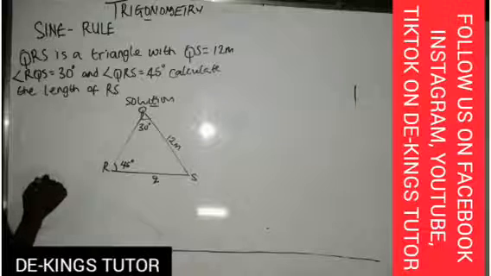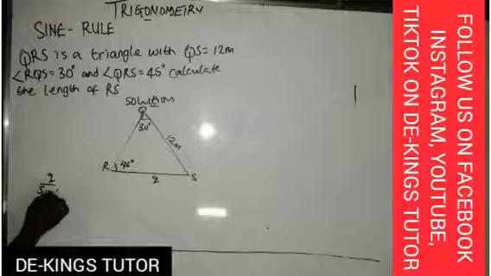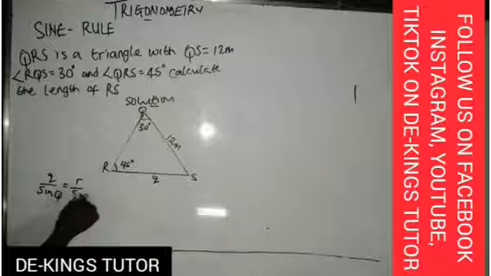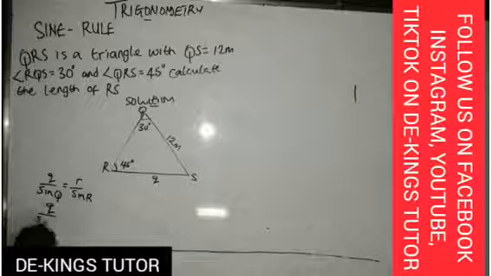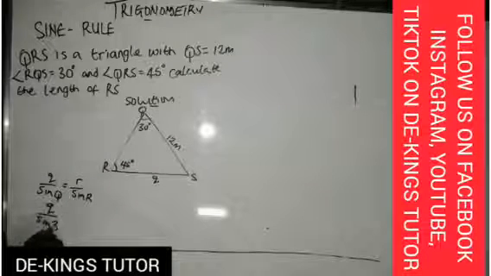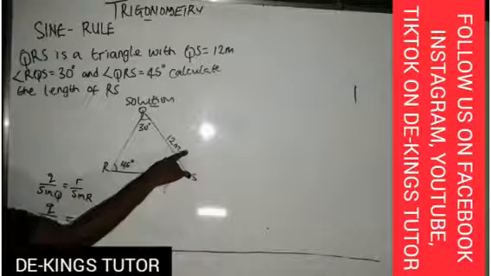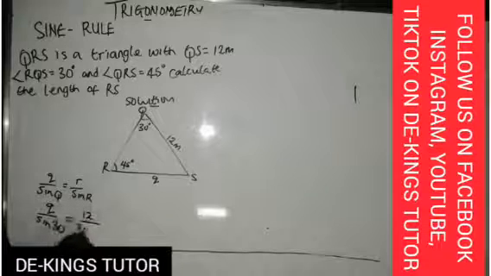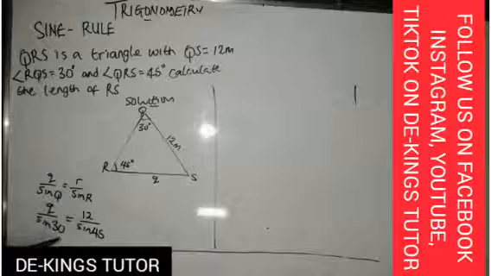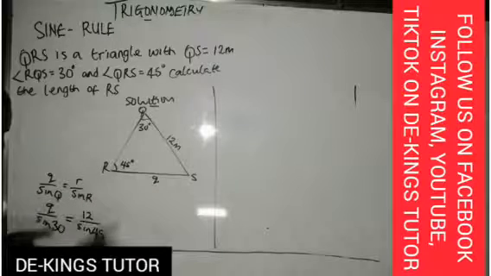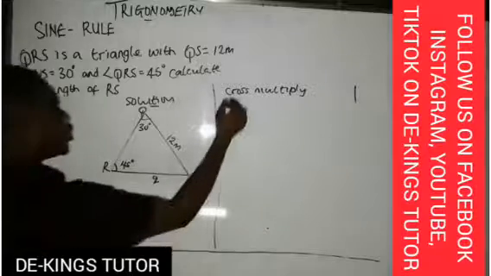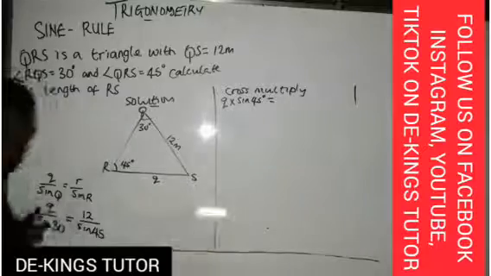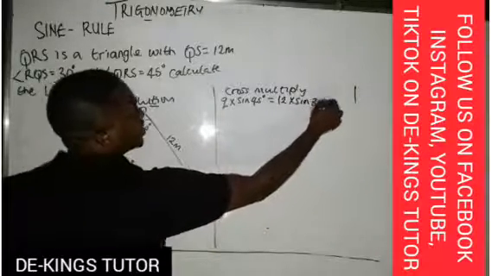By the sine rule, q over sine Q equals r over sine R. Now, q is not given, so we'll still present it as q over sine Q, where Q is the angle, which is 30 degrees, equals r, which is 12, over sine R, where R is 45 degrees. Our aim is to get q, which is this line RS. So we cross multiply. We'll have q times sine 45 degrees equals 12 times sine 30 degrees.